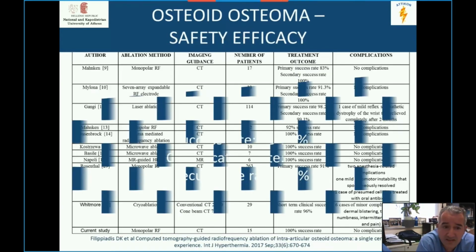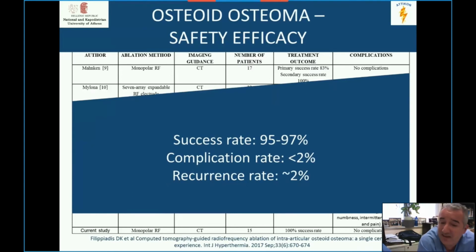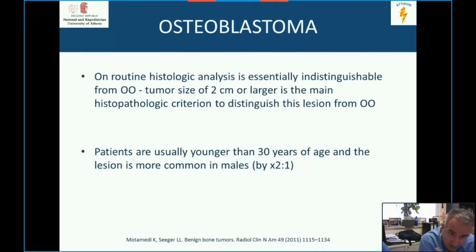In the literature, the magic number of success is between 95 and 97% of the reported cases for all kinds of ablation techniques. The complication or recurrence rate are below 2%, so percutaneous ablation at the moment is the gold standard. We have the highest level of evidence for radiofrequency and laser. Cryo, microwave, and MR-guided HIFU seem to be the new kids on the block in the treatment of osteoid osteoma.